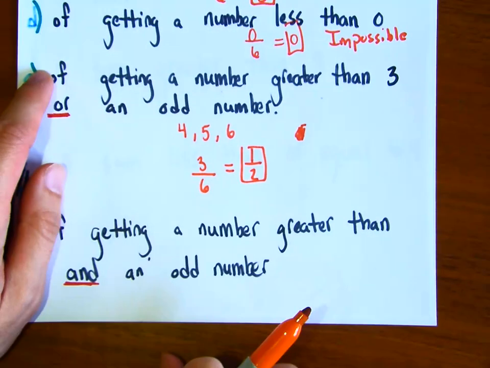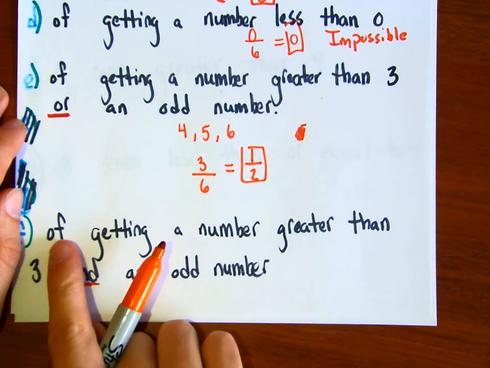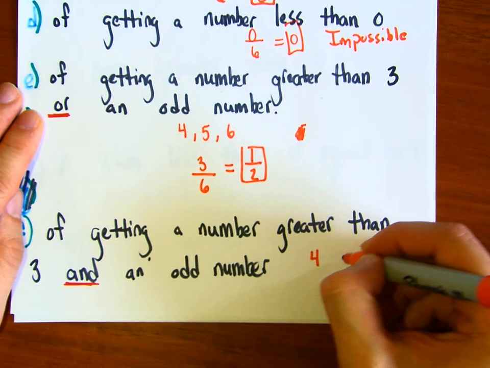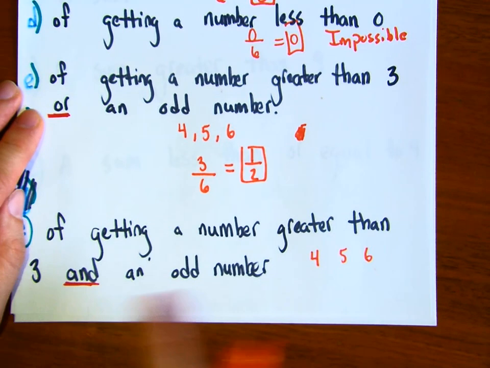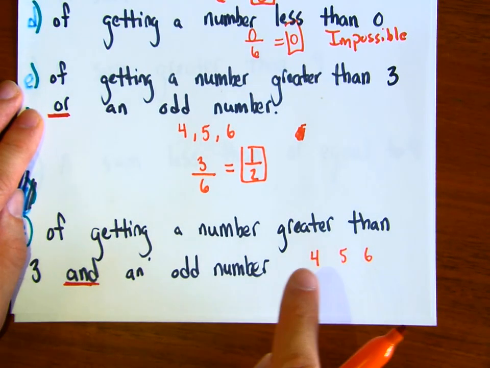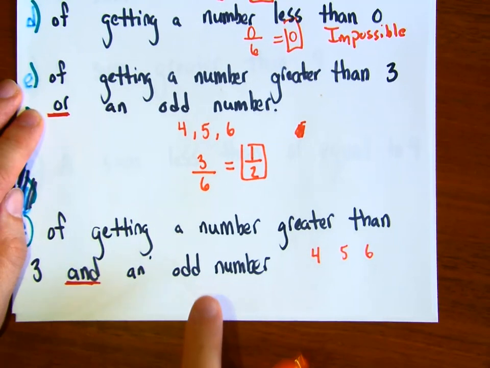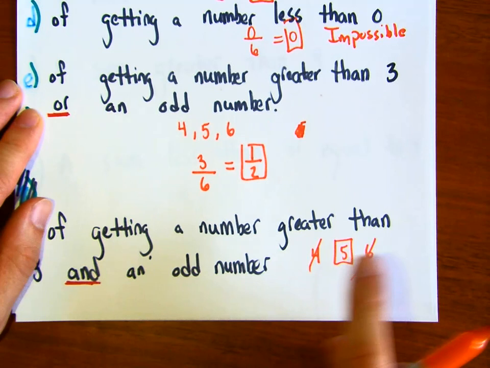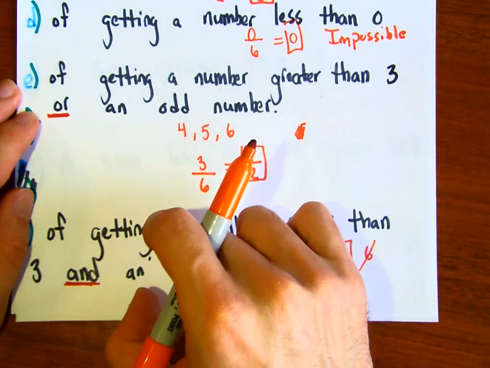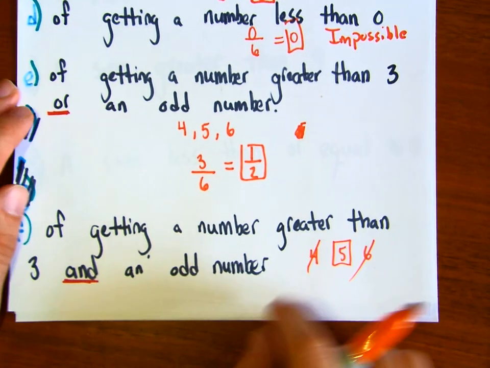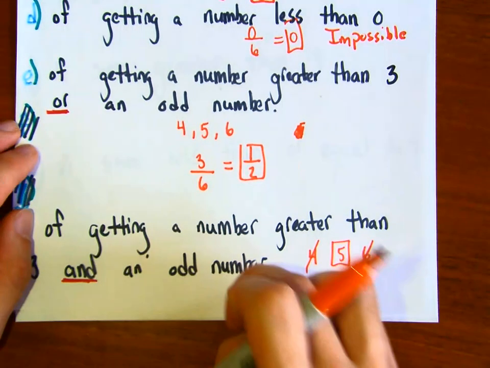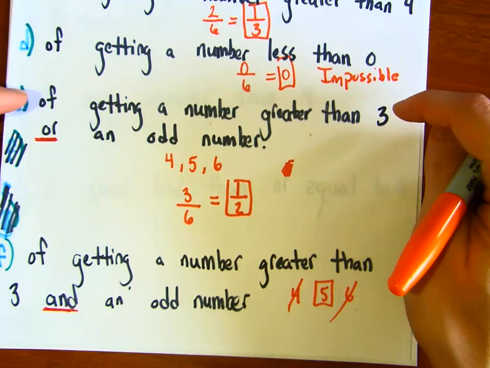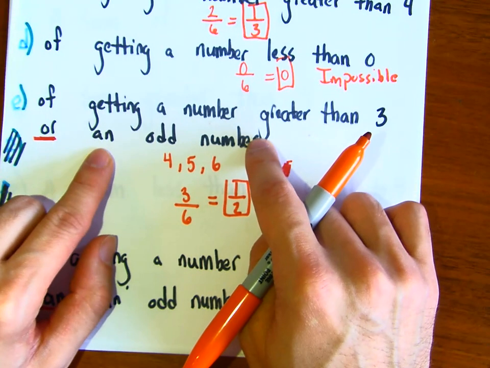Now watch how the next question's a little bit different. What's the probability of getting a number greater than 3? So what are the numbers greater than 3? You have 4, 5, and 6. But of these numbers that you rolled, one of these numbers also has to be an odd number. So notice that this won't work and this won't work. So 5 is the only roll that satisfies this condition, that it has to be greater than 3 and it has to be an odd number. And this idea of or, either you satisfy this or you satisfy this.